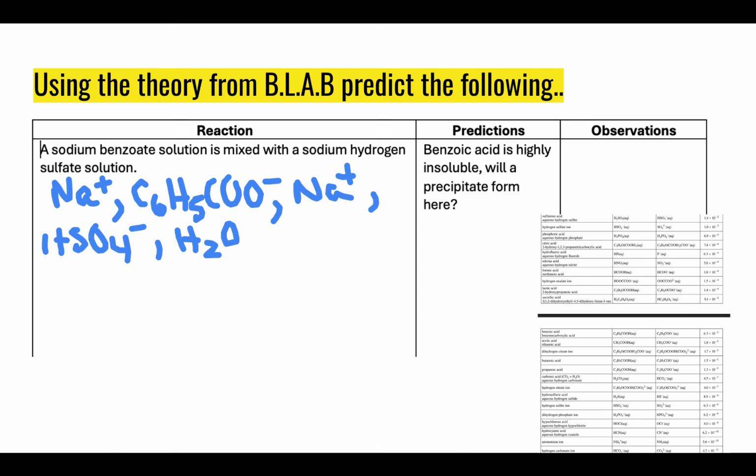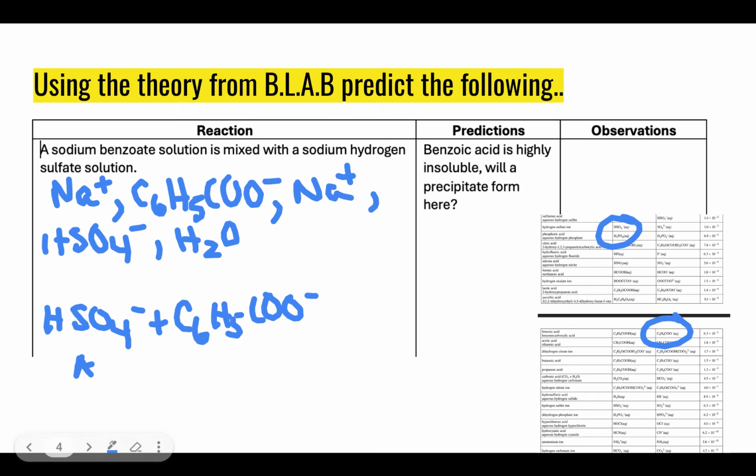So looking at my chart here, it looks like the hydrogen sulfate ion once again is my strongest acid, and the benzoate ion is my strongest base. So I can show that reacting. So HSO4 negative being the acid, reacting with C6H5COO negative being the base. They're both weak, so our arrow would go in both directions.